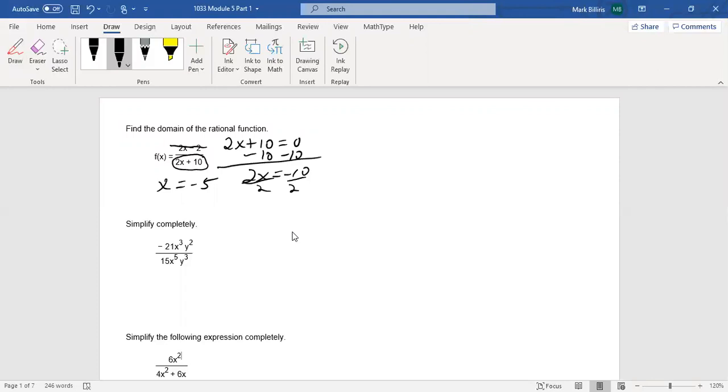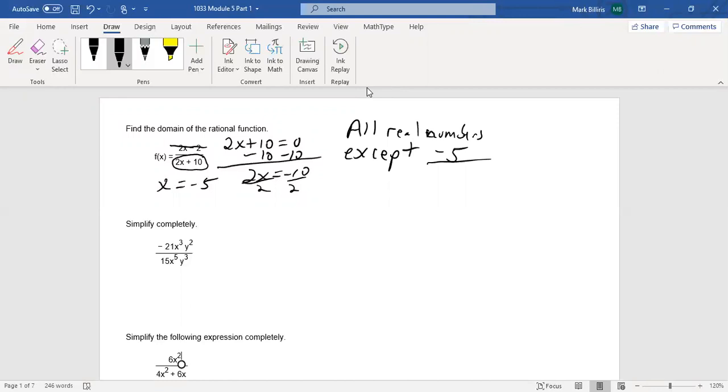So for our domain, we say we can use all real numbers except the one that makes our denominator 0, and that's -5. So again, the domain defines what values we can use for x. We can use all real numbers in this case except for -5 because that makes our denominator 0.